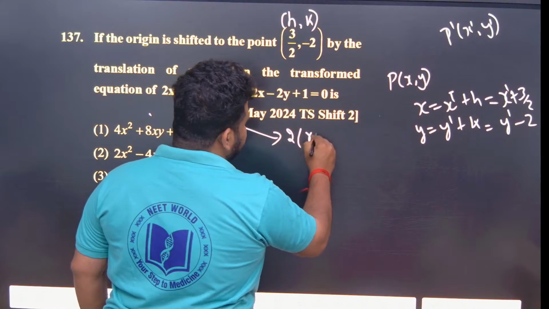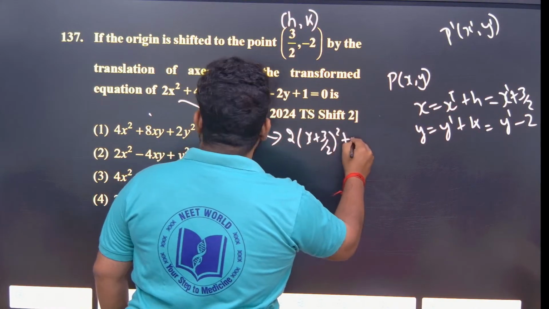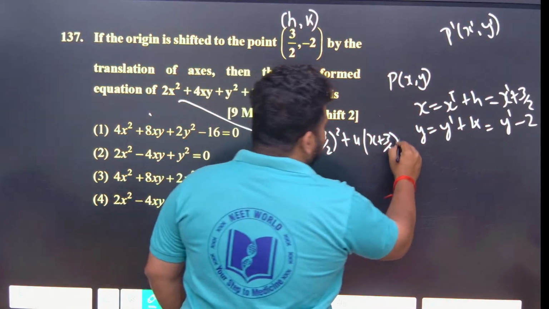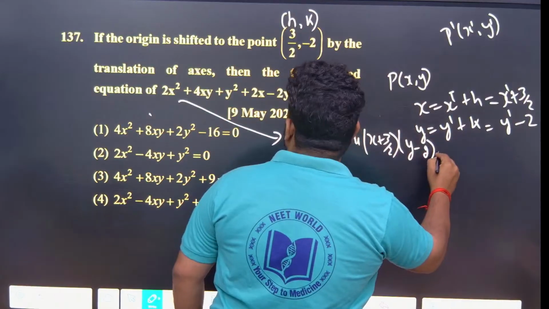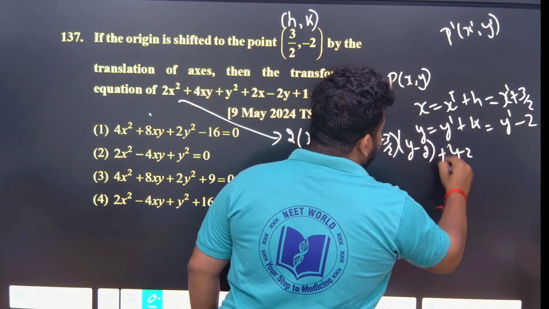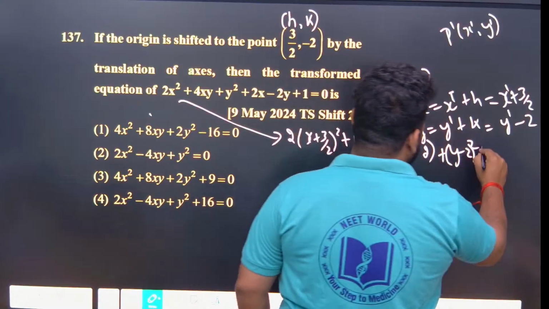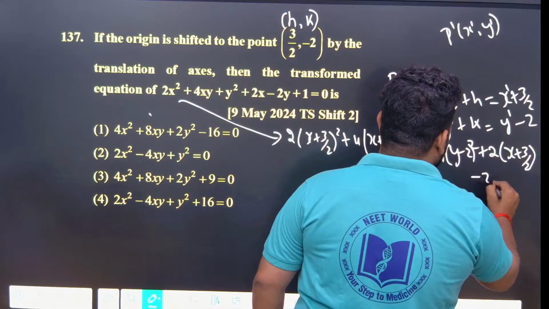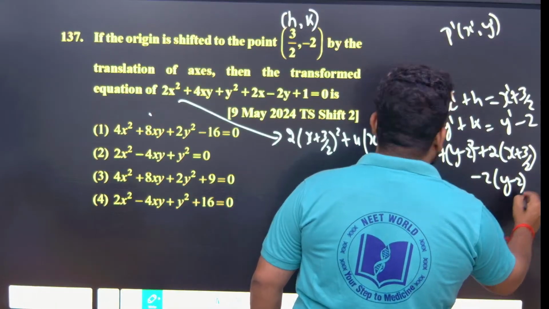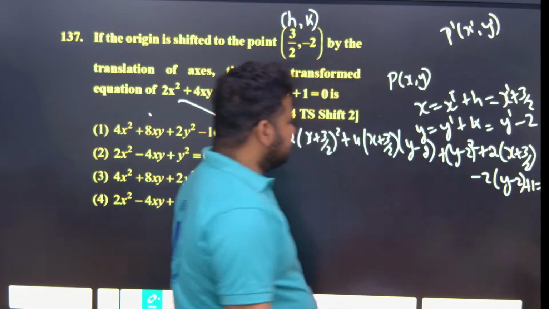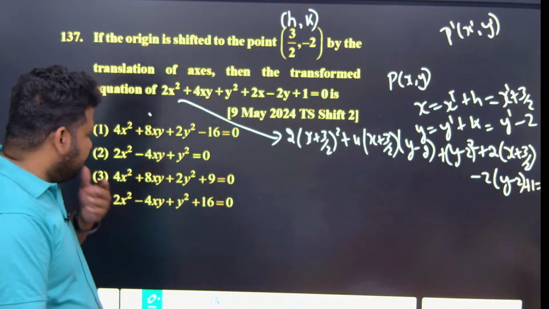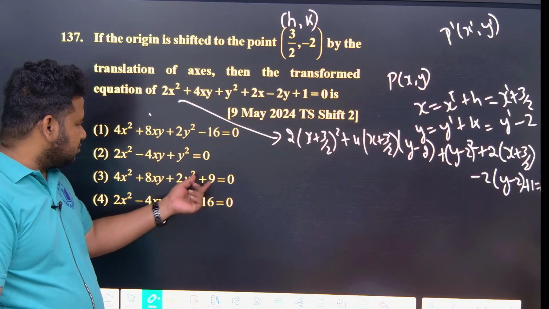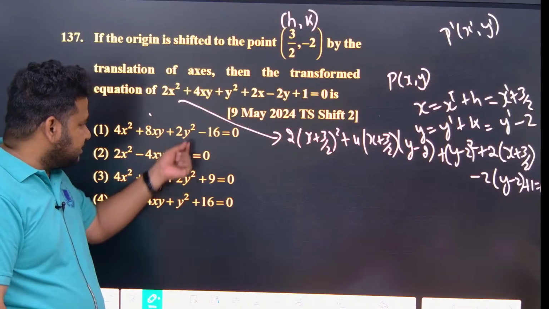2 times (x plus 3 by 2) whole square, plus 4 times (x plus 3 by 2) into (y minus 2), plus y square, that is (y minus 2) whole square, plus 2 into (x plus 3 by 2), minus 2 into (y minus 2), plus 1 is equal to 0. Now see, here we have to solve this equation and verify. So if you look at the constants, here it is 16, here the constant is not there, here the constant is 9, here the constant is again plus 16, this is minus 16.